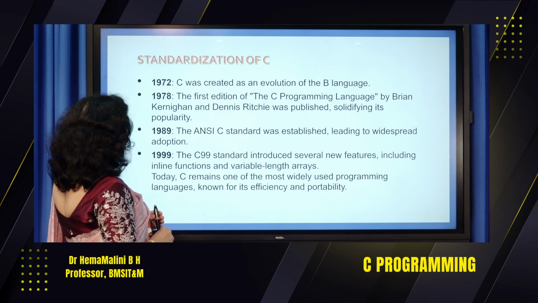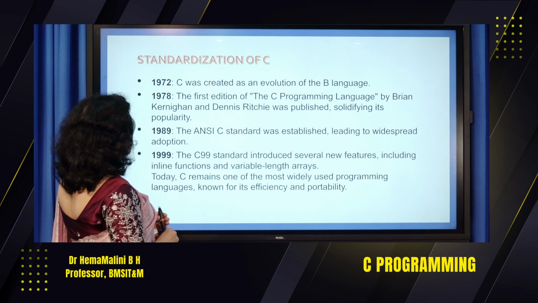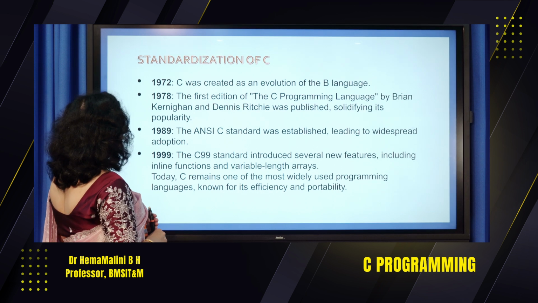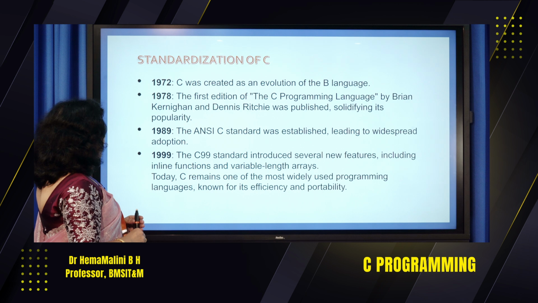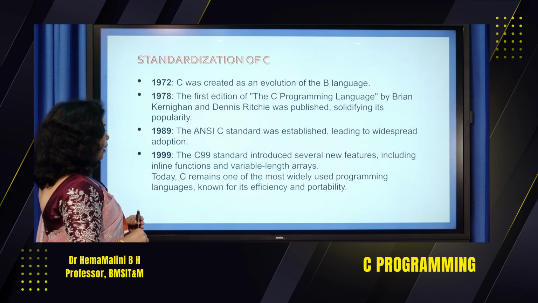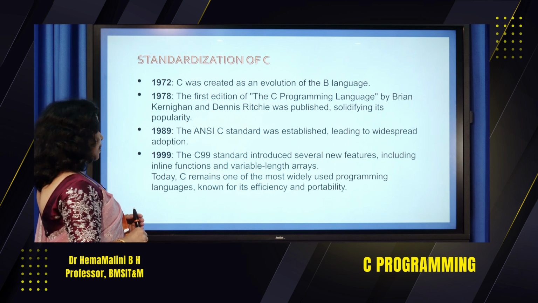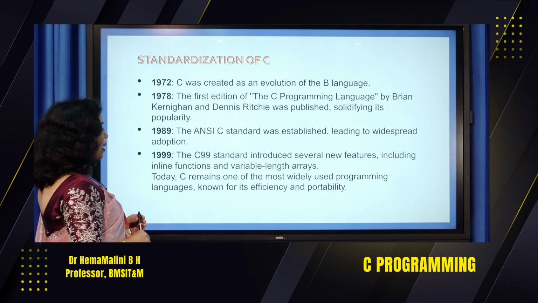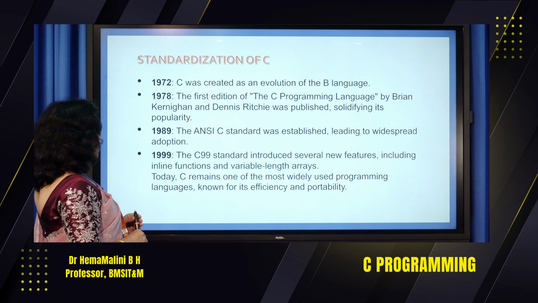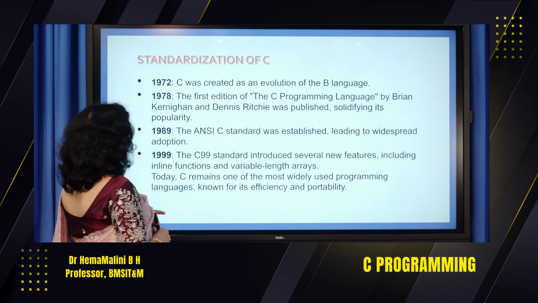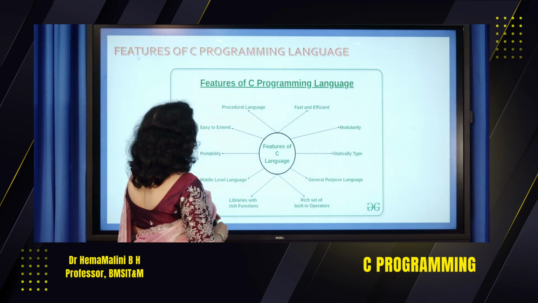1989, the ANSI C standard was established, leading to widespread adoption. In 1999, the C99 standard introduced several new features, including inline functions and variable length arrays. Today, C remains one of the most widely used programming languages, known for its efficiency and portability. So, this is the history of C.